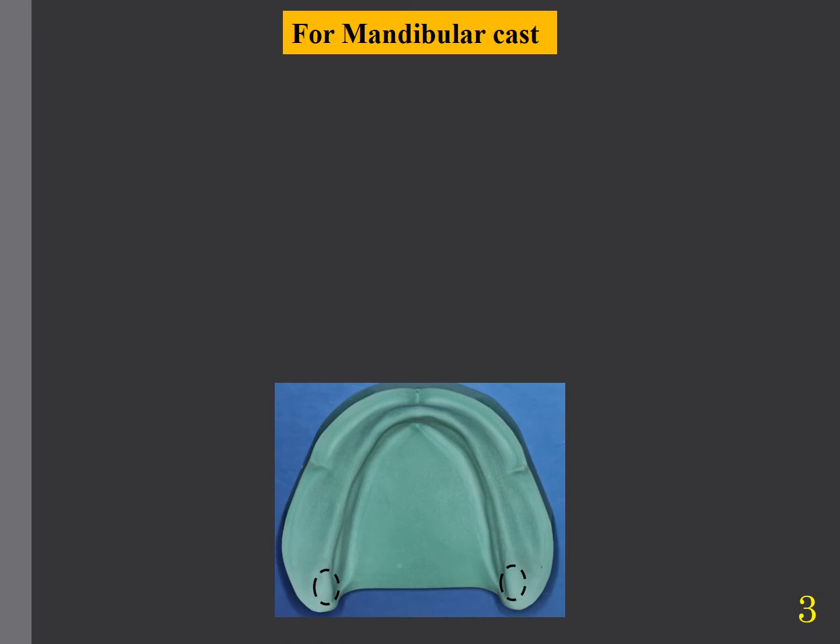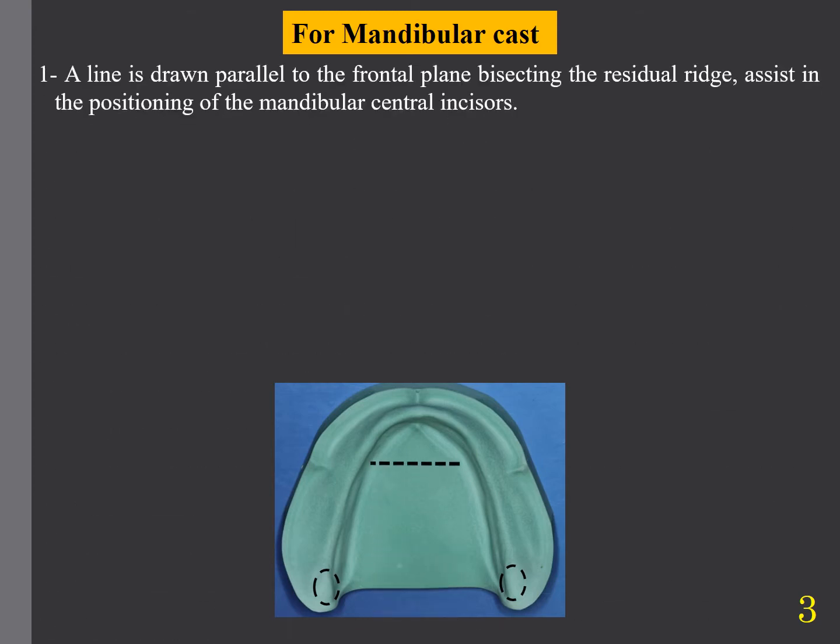For mandibular cast, the guidelines used for arrangement of the mandibular teeth are: number 1, a line drawn parallel to the frontal plane, bisecting the residual ridge. It assists in the positioning of the mandibular central incisors.